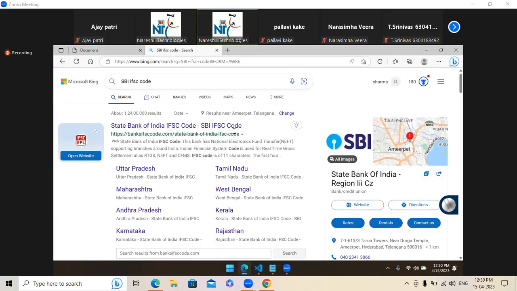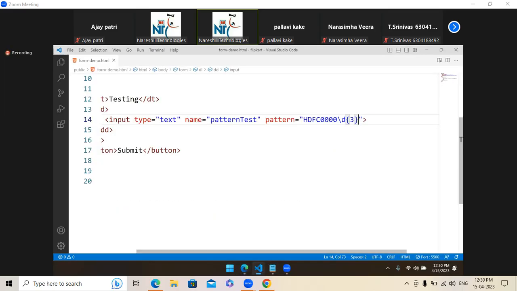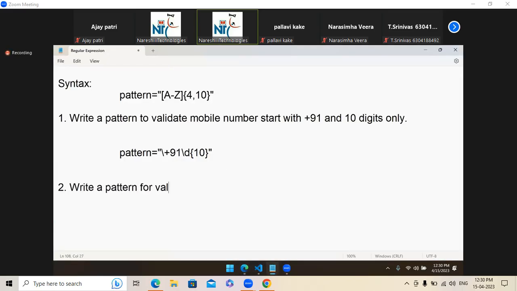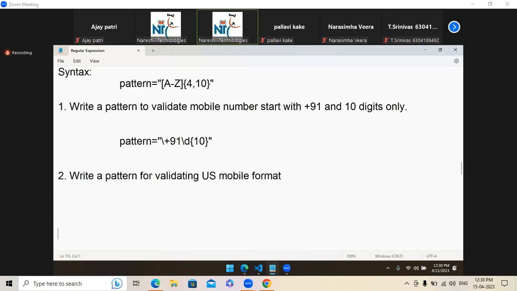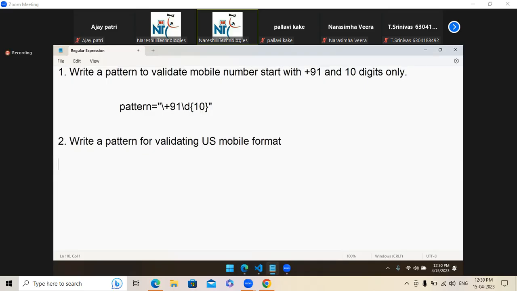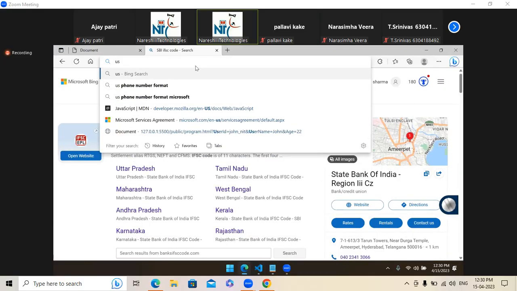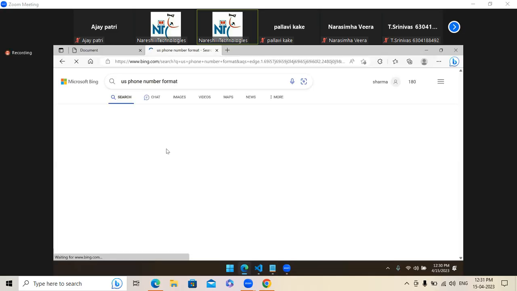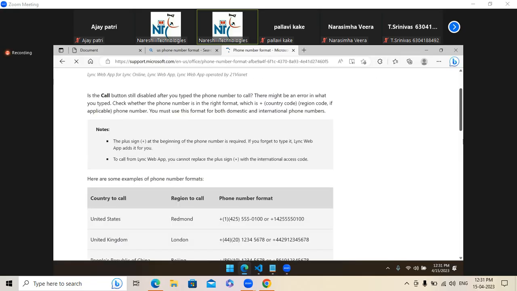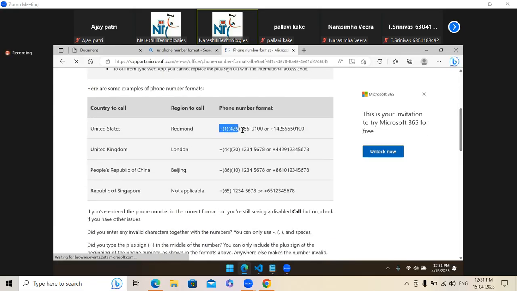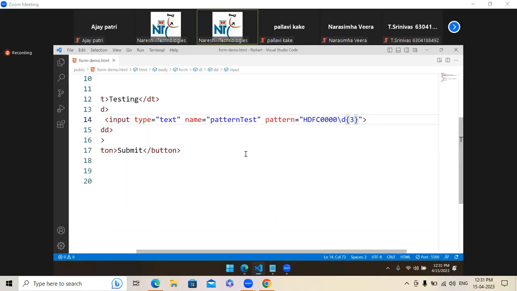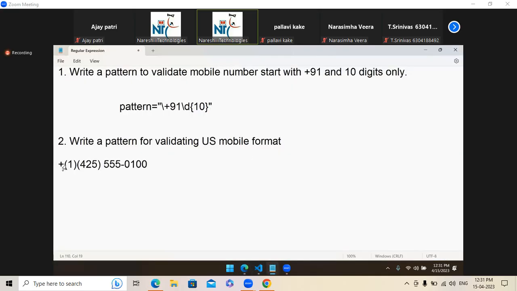So here, write a pattern for validating US mobile format. Actually, I will show you that format, how it looks. US phone number format usually looks like this. This is the format of US, UK and different countries. This is the United States format. One format I am giving. You have to write a pattern for this and show me.